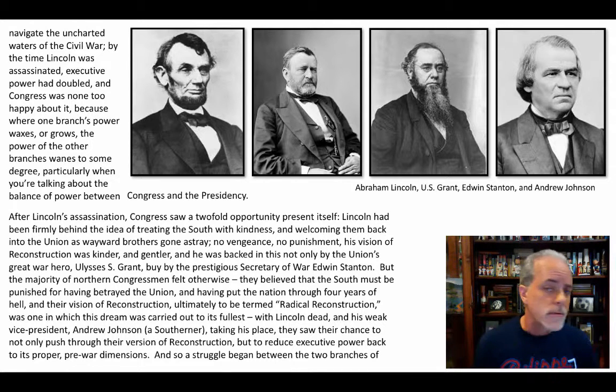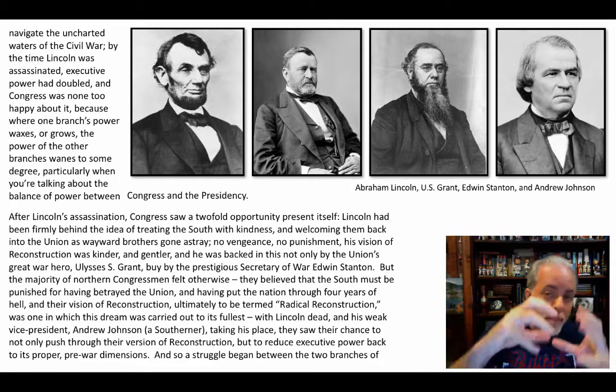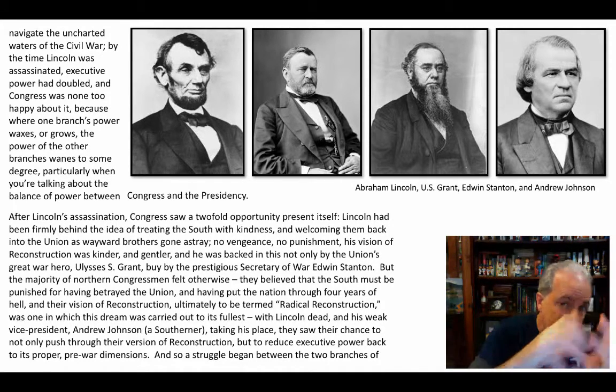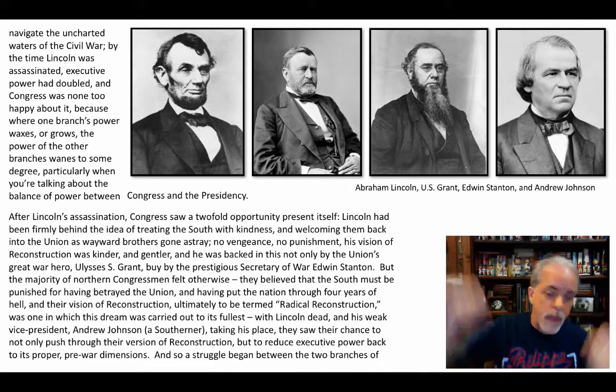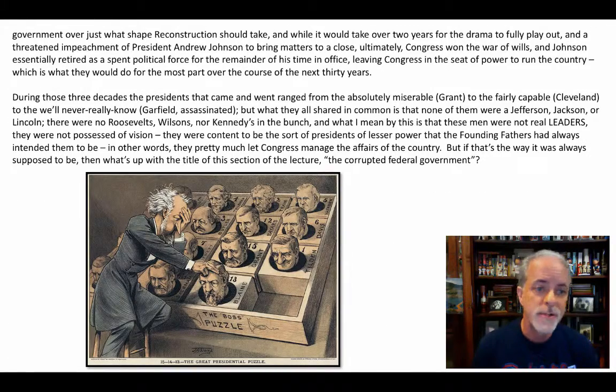But the majority of Northern congressmen felt otherwise. They believed that the South must be punished for having betrayed the Union and having put the nation through 4 years of hell. And their vision of Reconstruction, ultimately to be termed radical Reconstruction, was one in which this dream was carried out to its fullest, with Lincoln dead and his weak Vice President Andrew Johnson, a Southerner, taking his place. They saw their chance to not only push through their version of Reconstruction, but to reduce executive power back to its proper pre-war dimensions, shrinking the presidency and restoring congressional power. And so a struggle began between the two branches of government over just what shape Reconstruction should take.